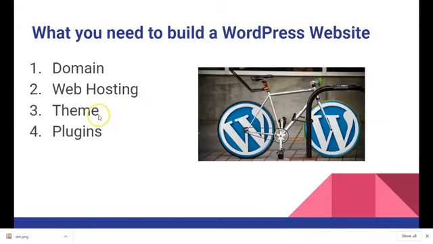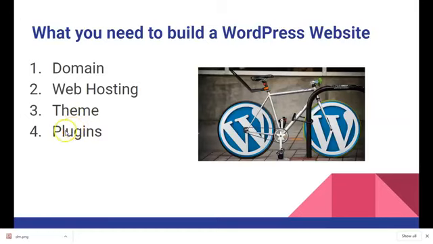So the third thing we are going to need when building a professional website is a theme. So a theme is what determines the look and feel of your website. So you're basically going to need a theme to give your website the look and feel that you want. So we are going to need a theme as one of the requirements for building a professional WordPress website.